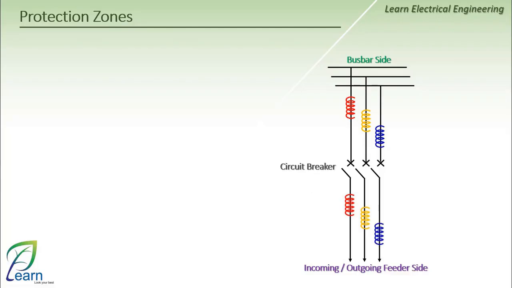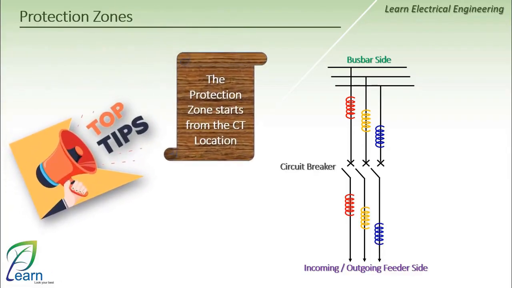Alright, now we want to establish a very important rule that we will follow in our upcoming lectures, God willing. What does this rule say? The protected zone starts from the CT location, meaning the protection zone is determined from the location of the CT. So if we assume that the CT on the bus bar side is used for bus bar protection, then this area will be the protection zone for the bus bar.